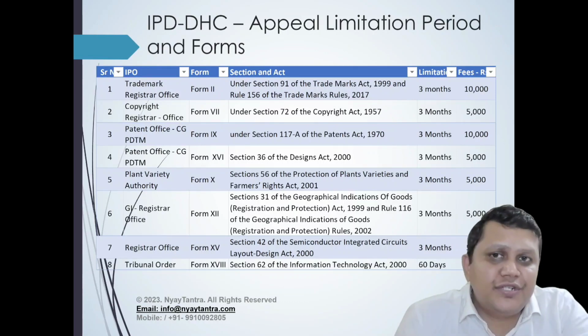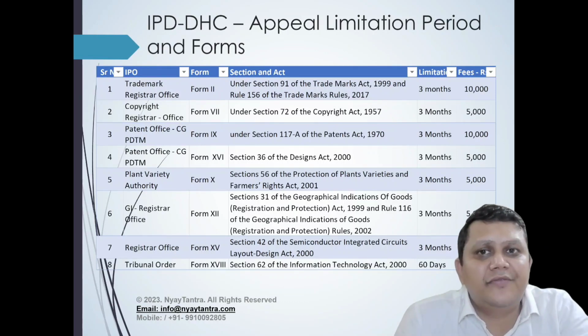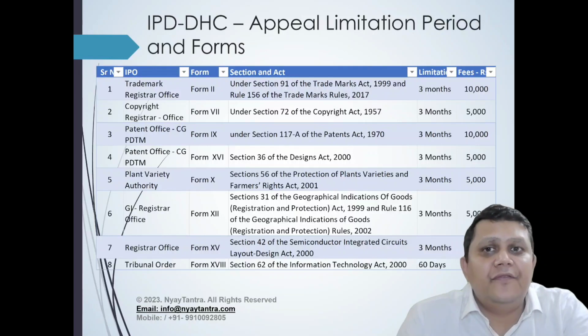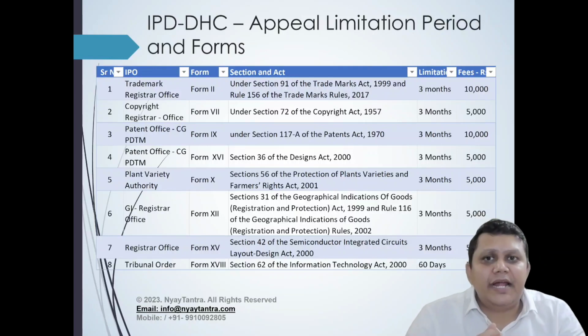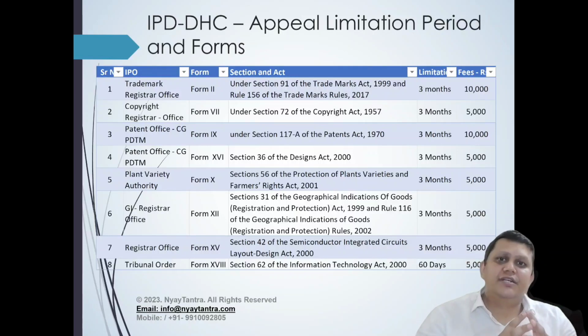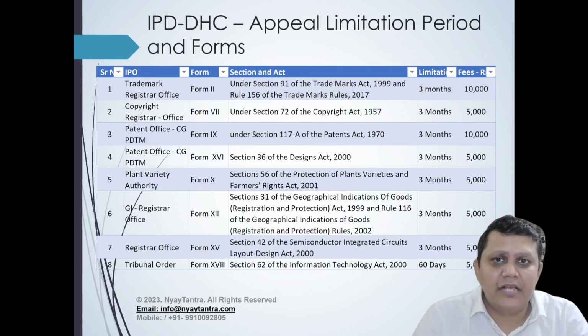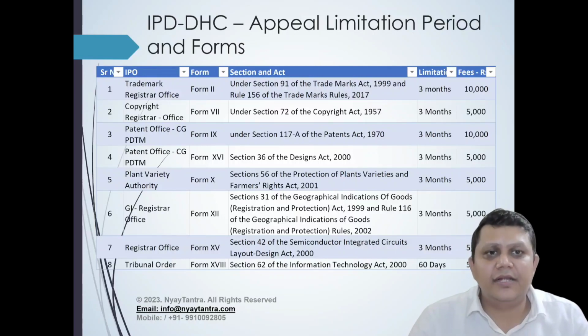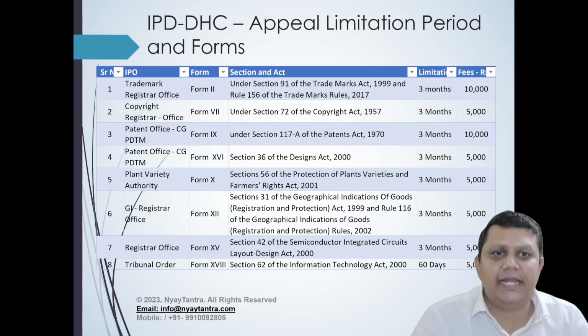If you wish to challenge the order of the Trademark Office, then you need to use Form number 2 while filing the appeal. If you wish to challenge the Copyright Registrar's office orders, then you need to use Form number 7. So the table discloses the various forms required to be used for filing the appeal against the orders of the respective intellectual property offices in India.